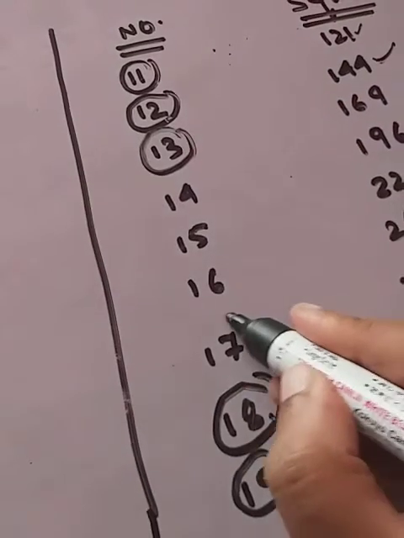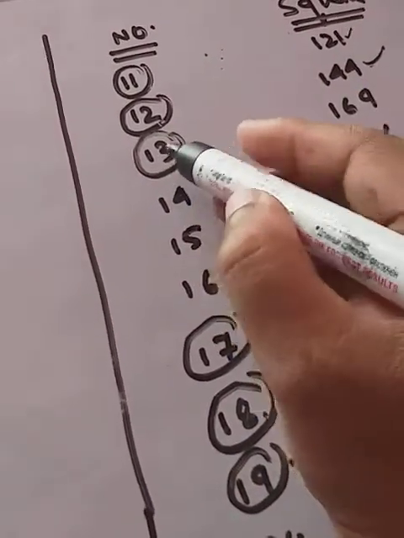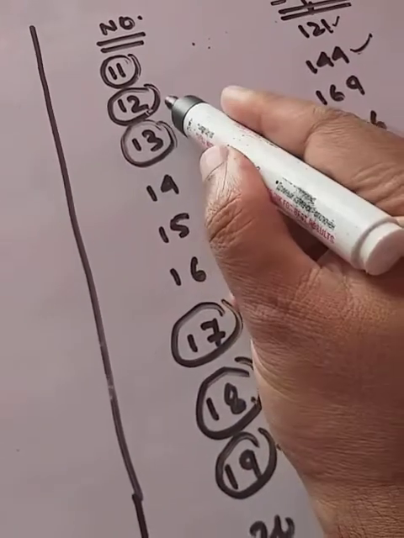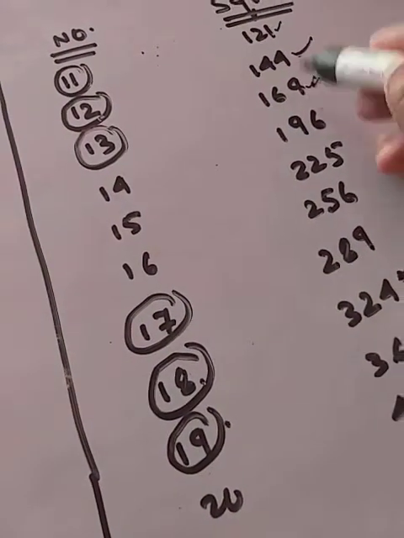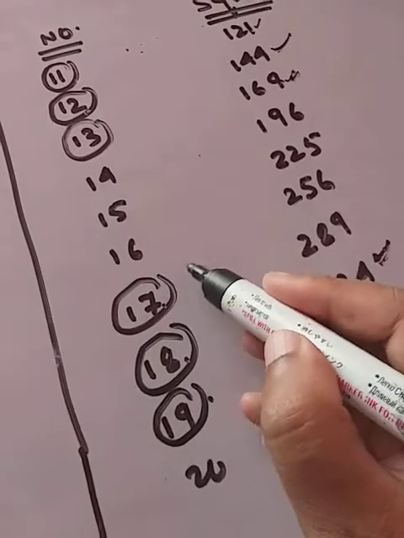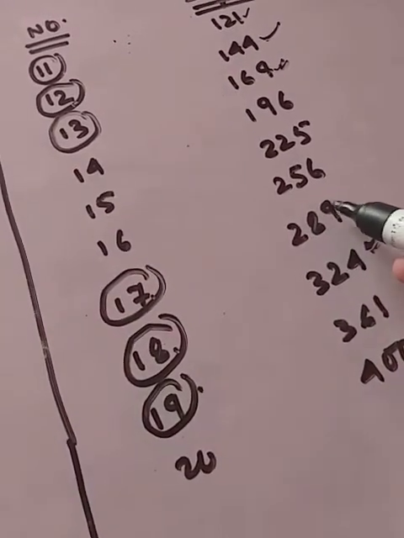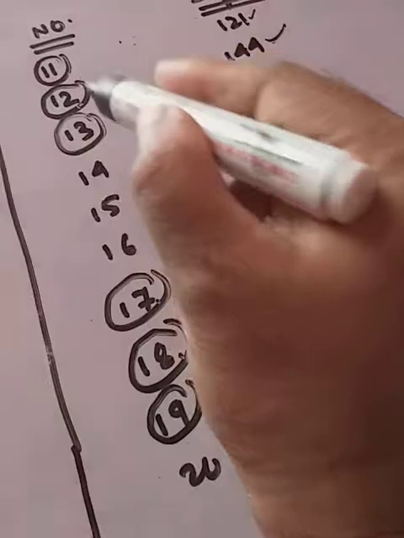Let's see 13 and 17. In 13, what is there in the unit digit? 3. So what is the square of 13? 169. What is there in the unit digit? 9. What is the square of 17? 17 into 17 is 289. What is there in the unit digit? 9. Understood what I am saying?